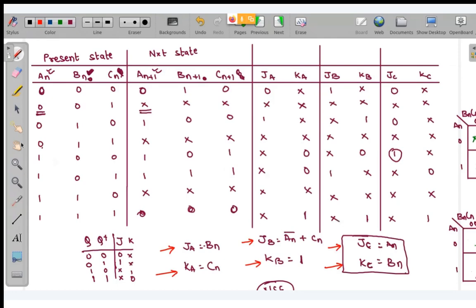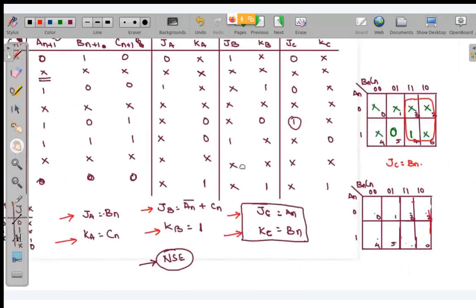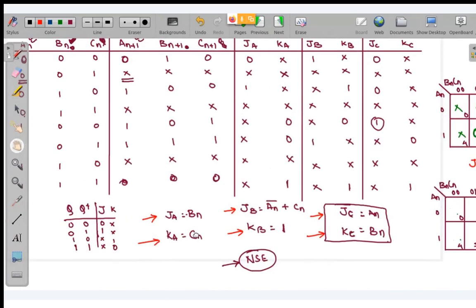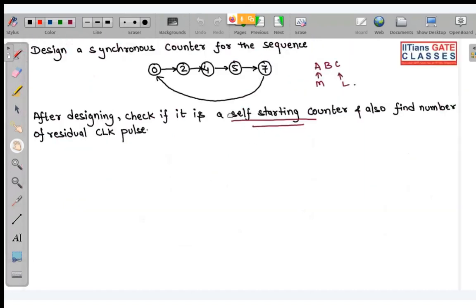We had actually derived all of them: JA, KA, JB, KB, JC, KC. Is everything correct over here? Okay, fine. If everything is correct, now I had given something more over here: check if it is a self-starting counter and also find the number of residual clock pulses. Now what is this basically?